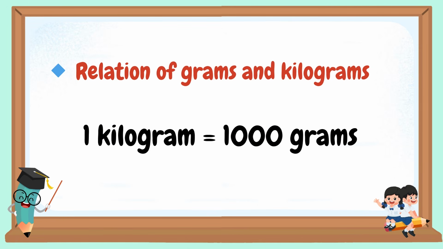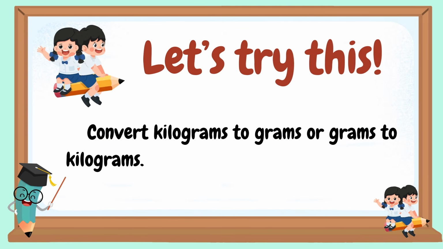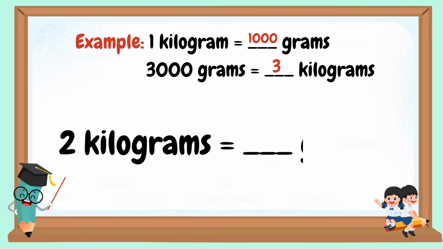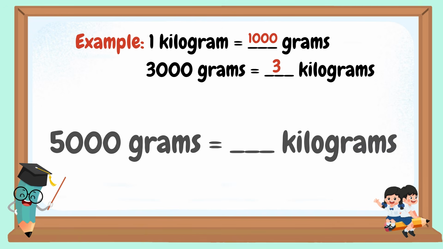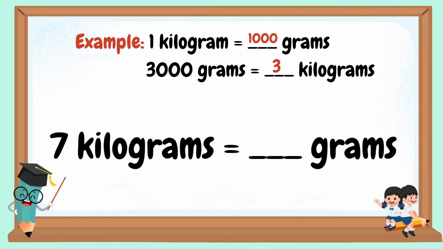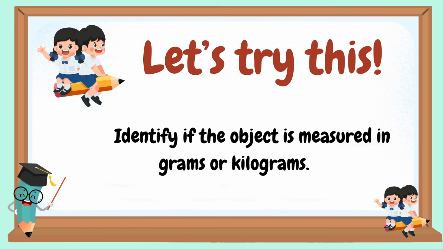Relation of grams and kilograms. 1 kilogram is equal to 1,000 grams. Example, if a mango weighs 500 grams, then 2 mangoes weigh 1,000 grams or 1 kilogram. Let's try this. Convert kilograms to grams or grams to kilograms. Let's try this. Identify if the object is measured in grams or kilograms.